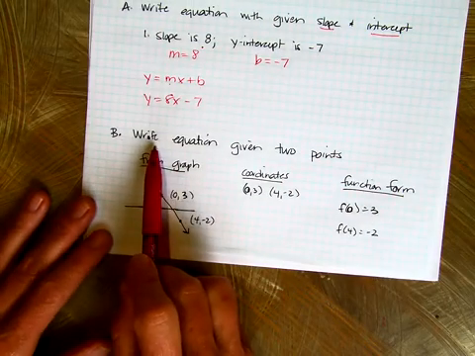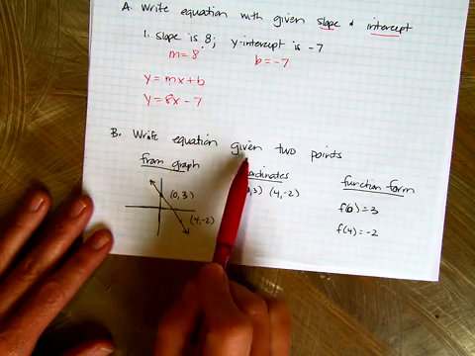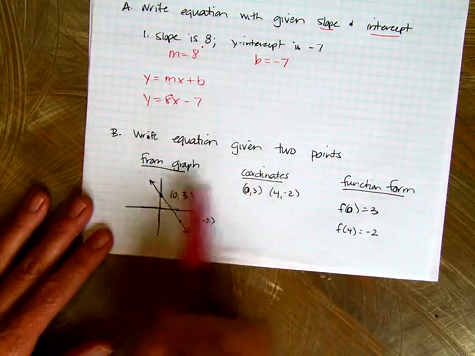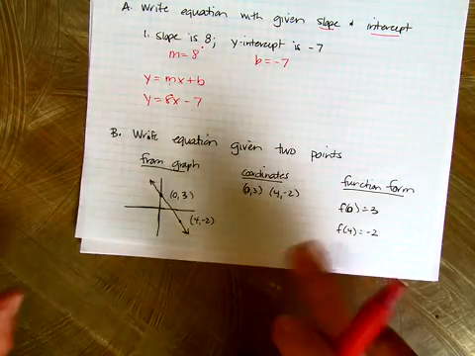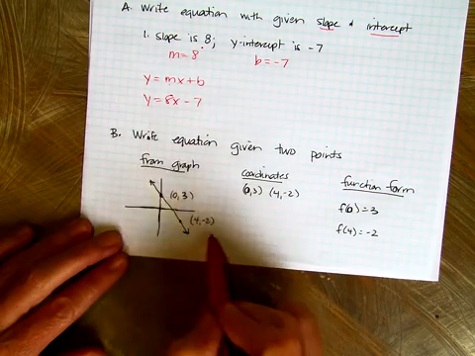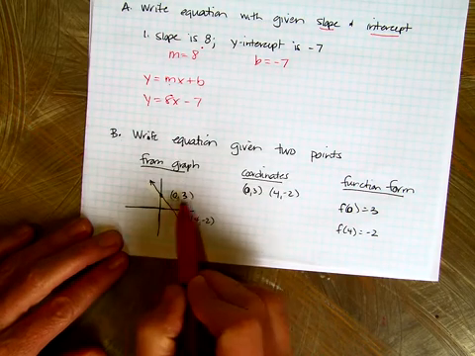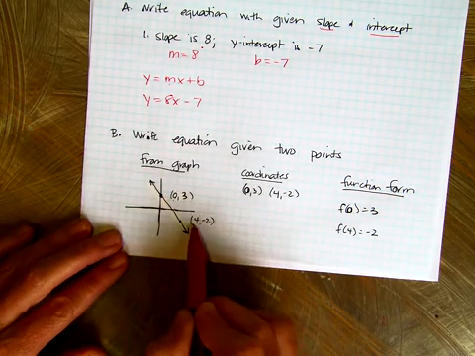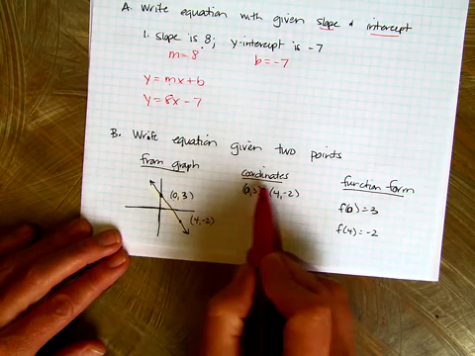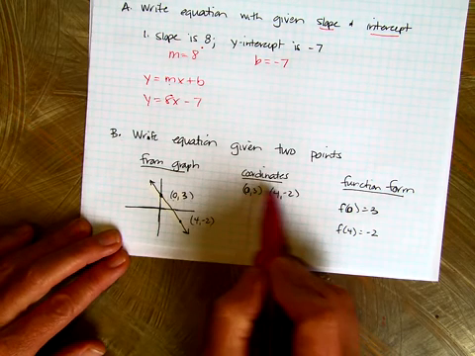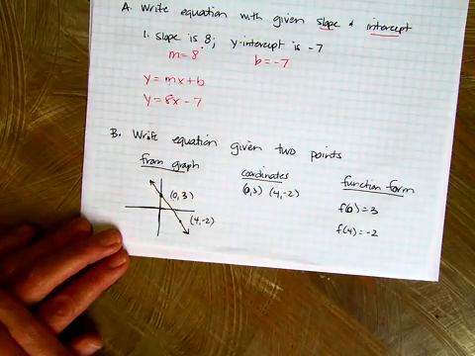Now, these are going to be about writing equations given 2 points. And there's a variety of ways you could be given 2 points. You might get the 2 points right from the graph. Here's 0, 3, here's 4, -2. They might just give you the coordinates, 0, 3, 4, -2.